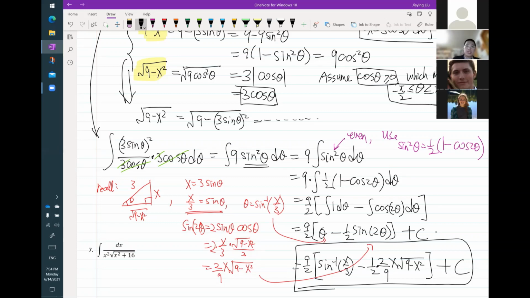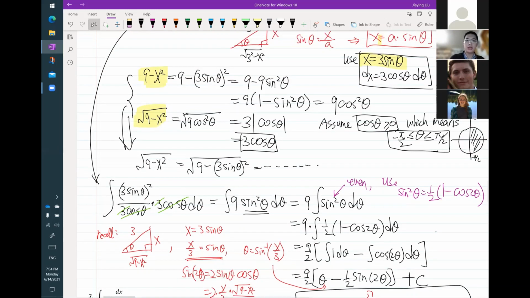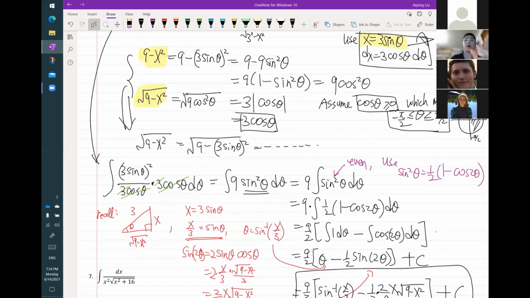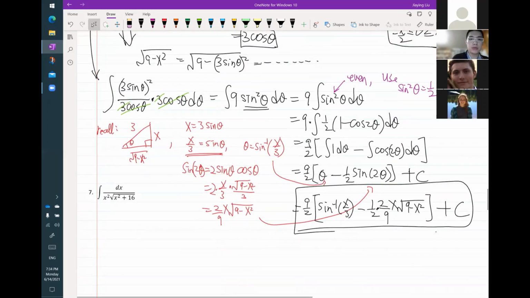Oh, to find theta there. It doesn't really matter, there are a few ways you can find theta. What I did is I just followed what we did earlier. Earlier we said, the highlighted part, x equals 3 sine theta, right? So I took that and divided by 3 on both sides. I get x over 3 equals sine theta. And then I just took inverse sine on both sides to find theta.